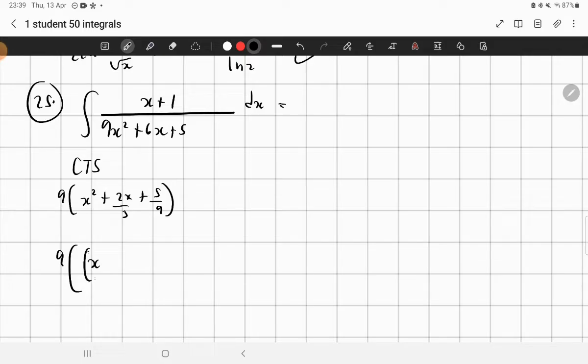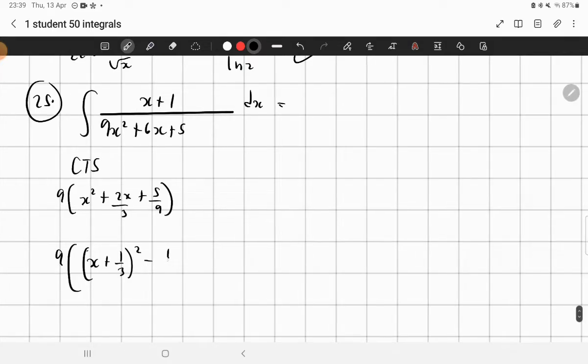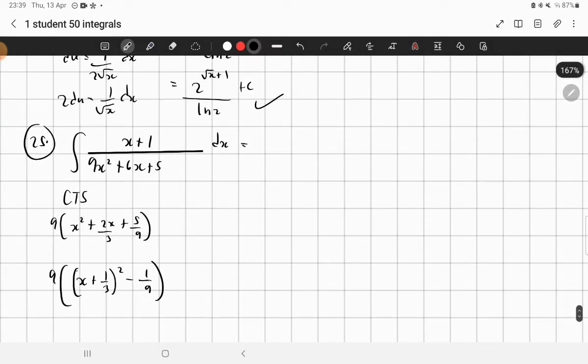I'm doing this very slowly because I'm still thinking. x plus 1 over 3 squared, minus 4 over 9 plus 5 over 9. Negative 4 over 9 plus 5 over 9 will be 1 over 9. So 1 over 9. Alright, nice. So now what? I believe that 9x squared, x plus 1. Is that it? Oh, that's literally it.